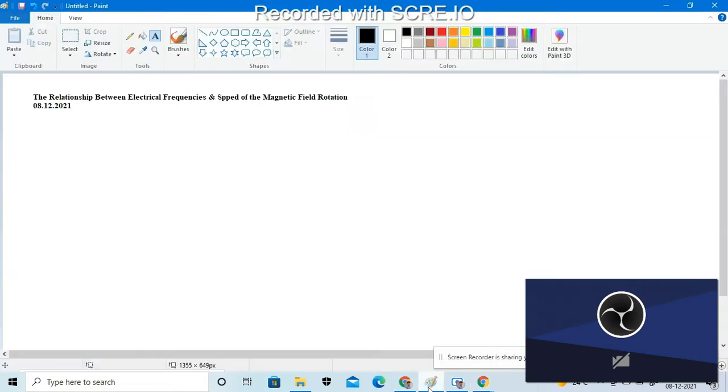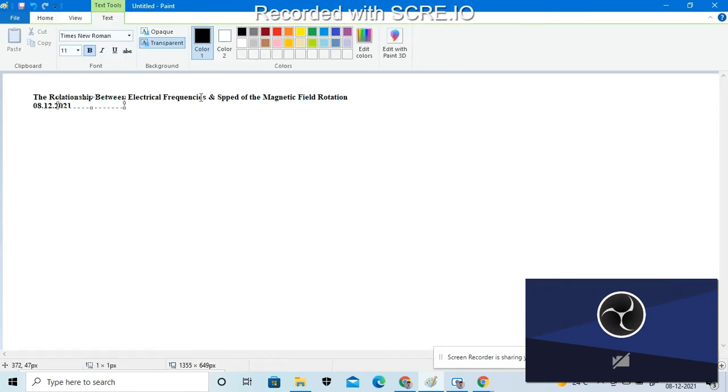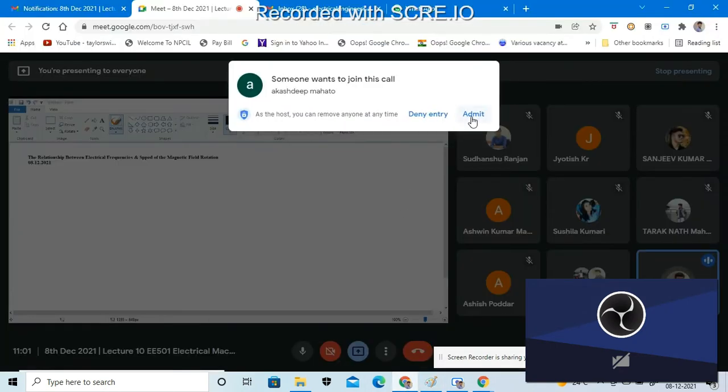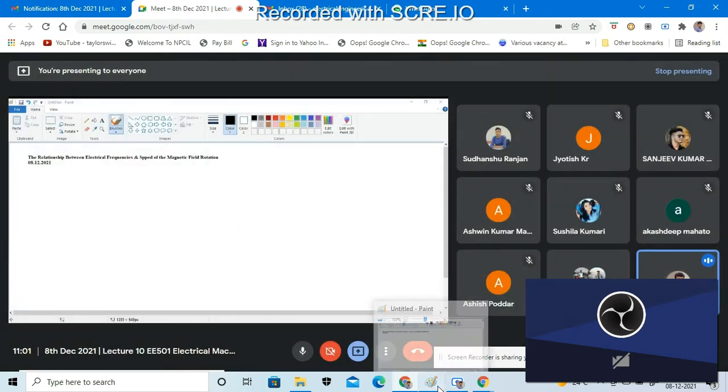We will discuss the relationship between the electrical frequency and the speed. This one is the speed of the magnetic field rotation. We will draw the stator magnetic field. First we have to draw it, and then we will show how the rotating magnetic field in the stator can be represented as a north pole and a south pole. We are considering two poles in a stator field, one a north pole and another a south pole.